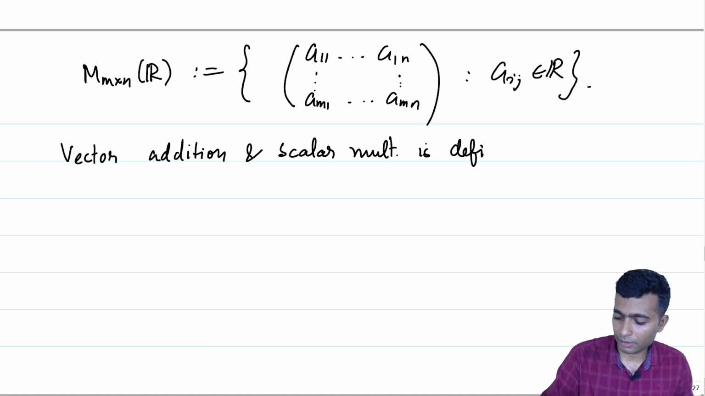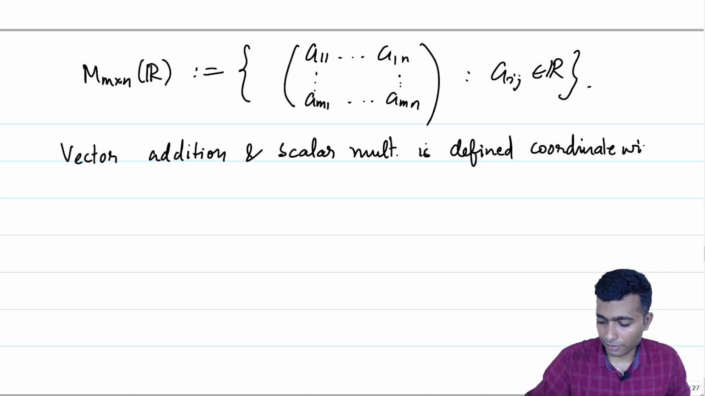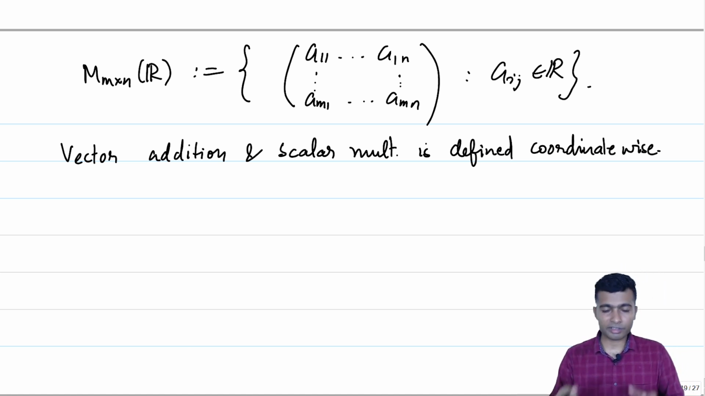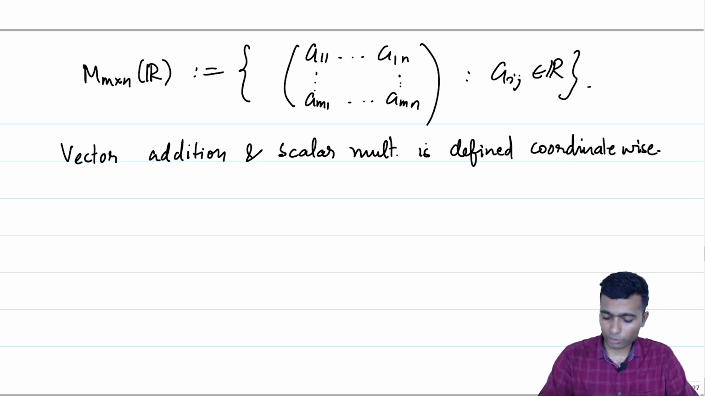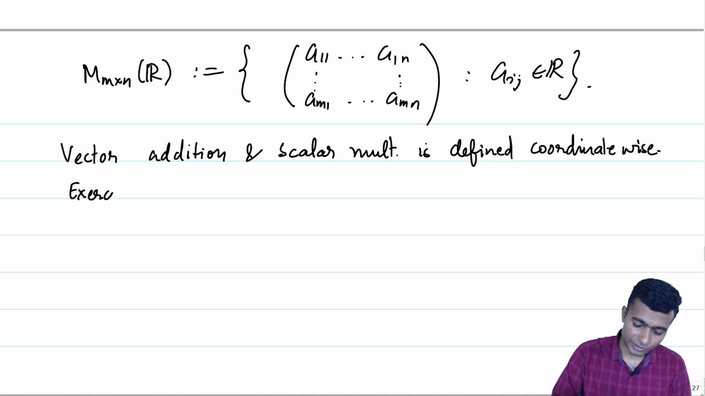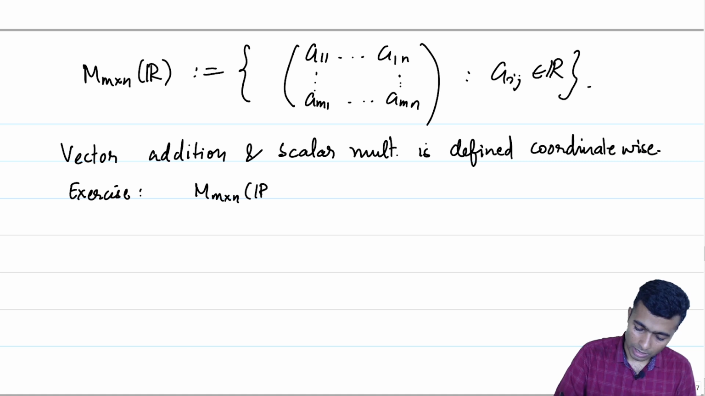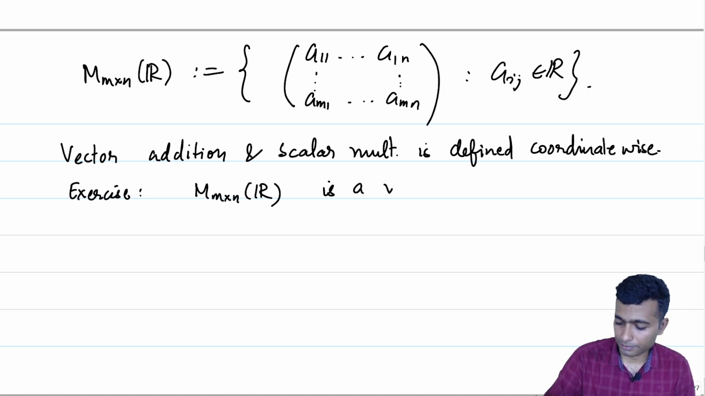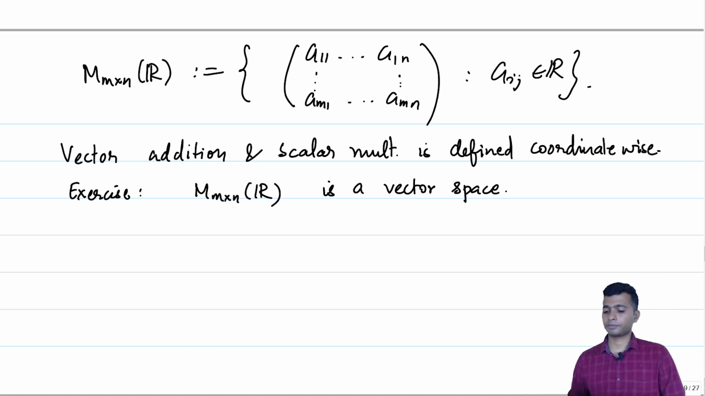It is defined coordinate wise. I will not write it down, it is just going to make it cumbersome, and it is something which you can very easily do. So, let me leave it as an exercise for you to write down formally what the vector addition and the scalar multiplication is, and again I leave it as an exercise for you to check that all m cross n matrices over R is a vector space with these operations.